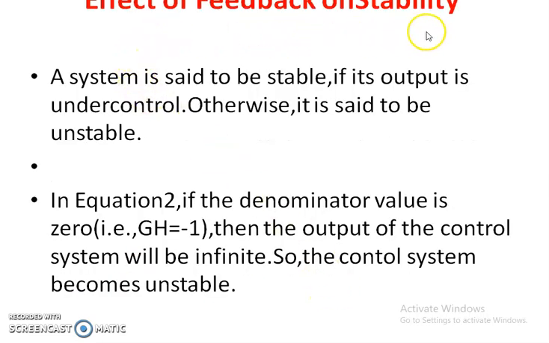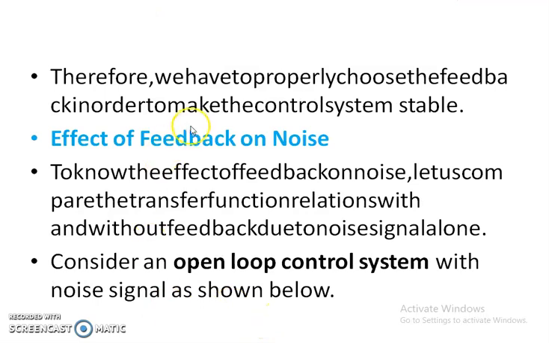Effect of feedback on stability. A system is said to be stable if its output is under control. Otherwise, it is said to be unstable. From equation 2, if the denominator value is 0, that is GH = −1, then the output of the control system will be infinite. So the control system becomes unstable. Therefore, we have to properly choose the feedback in order to make the control system stable.